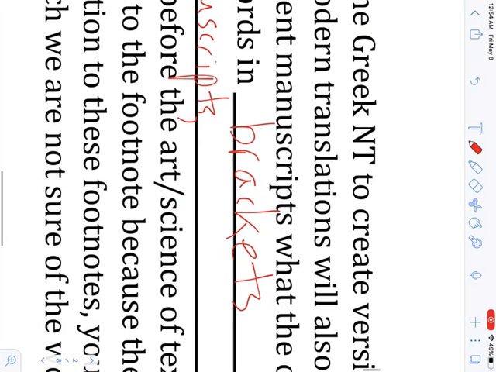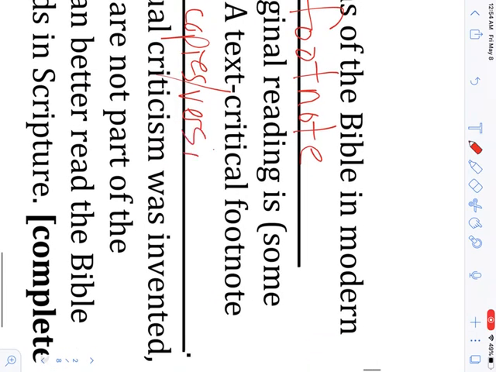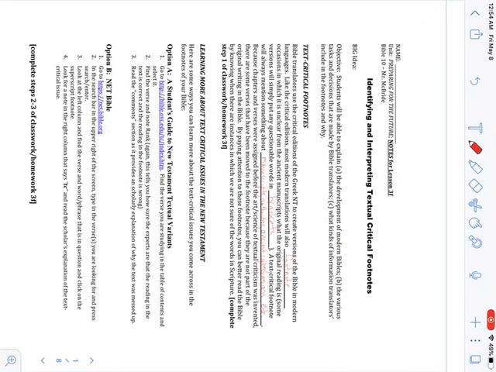And when you see a footnote, you can know it's text critical if it talks about manuscripts or authorities or ancient versions, ancient copies, etc. So it will mention something about these manuscripts and that there are differences. And again, sometimes whole verses will be missing in the New Testament because the verses are now believed to be not originally in the Bible.